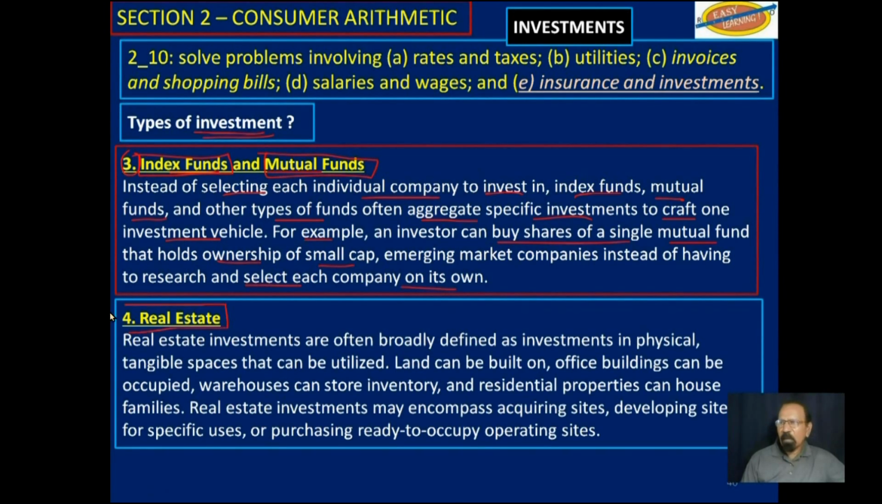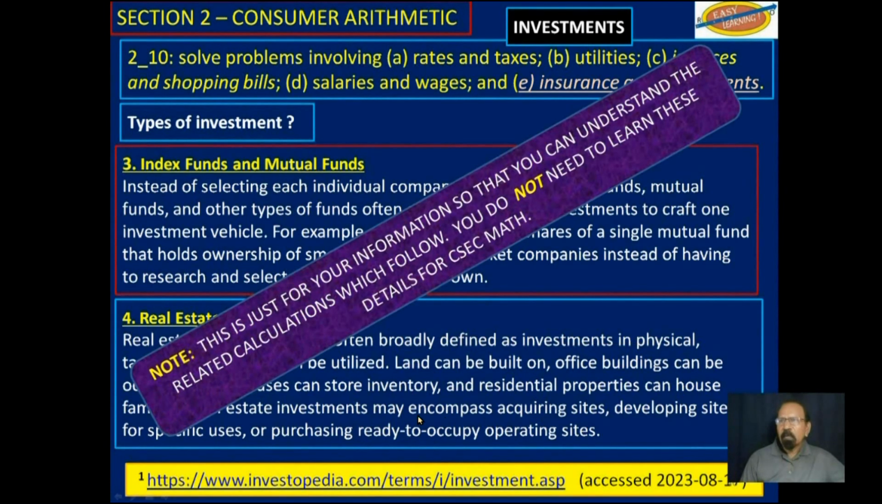Now, real estate, we talked a lot about that already in one of the previous videos in this same section. Real estate investments are often broadly defined as investments in physical, tangible spaces that can be utilized. Land can be built on, office buildings can be occupied, warehouses can store inventory, and residential properties can house families or be rented out. Real estate investments may encompass acquiring sites, developing sites for specific uses, or purchasing ready-to-occupy operating sites. Again, you don't need to learn this for the CXC math exam, but it may come in useful in another subject or later on in life.